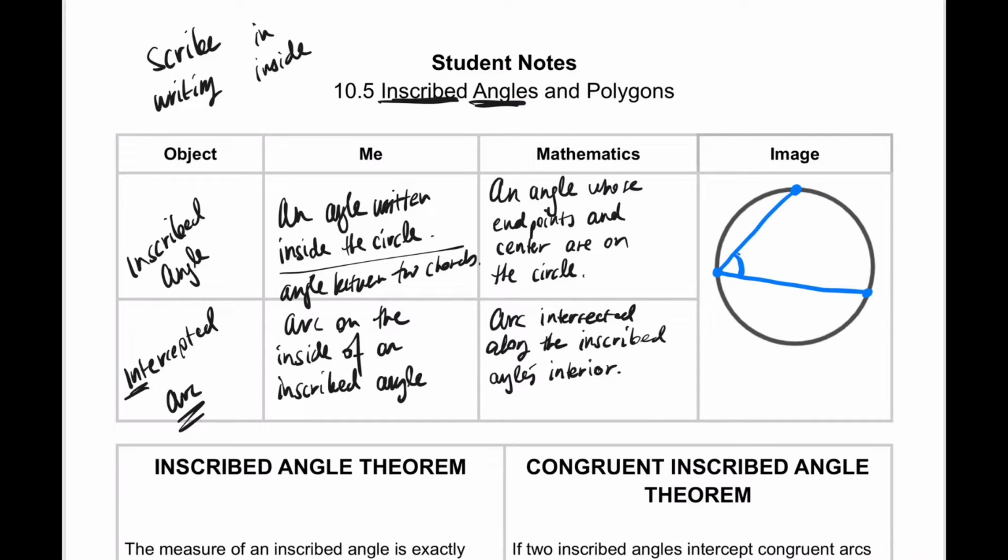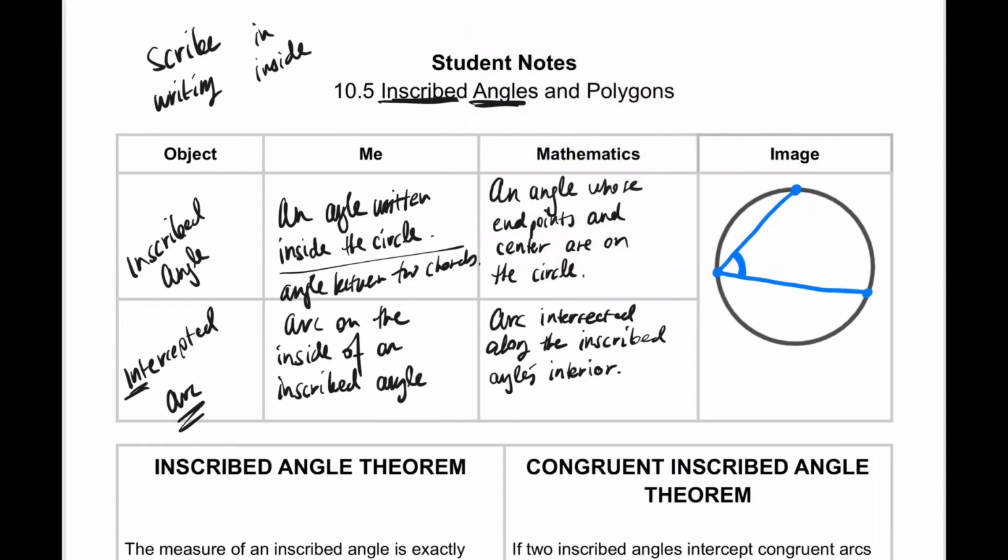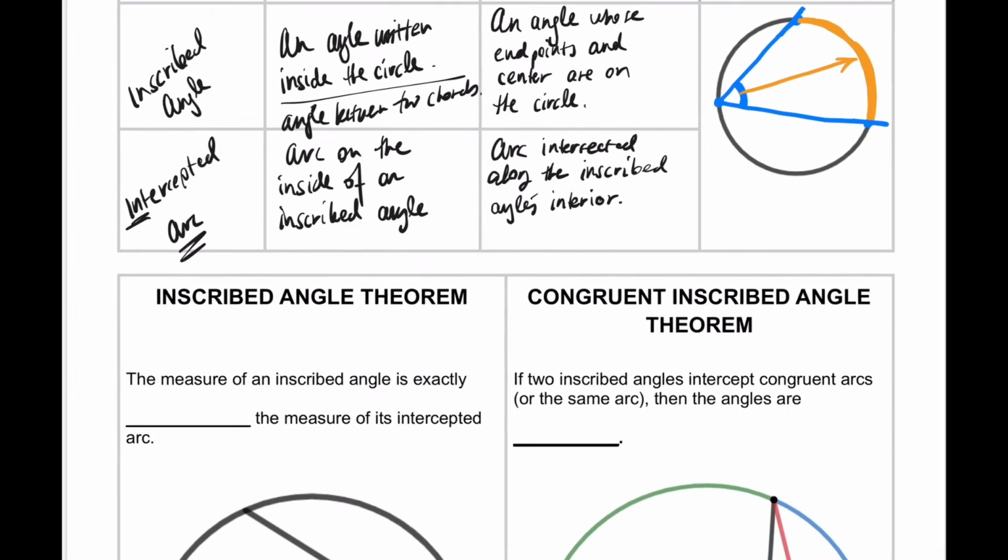Okay, so here's the inscribed angle. Let me get a new color. The arc this angle points to is this right here, this orange bold line. That's the intercepted arc. It's the arc that's on the inside of the inscribed angle. It's being intercepted by the angle. It's the intersection of this angle projected out onto the circle. Do you guys see that? So whenever we talk about the intercepted arc, we're talking about the arc that is inside of that angle right there. Very cool.